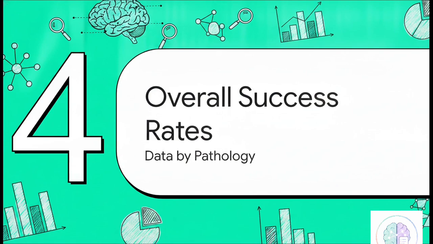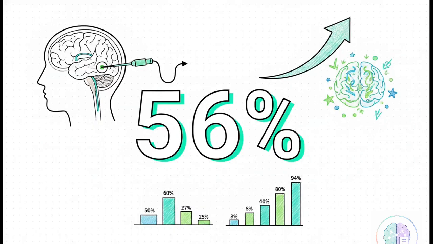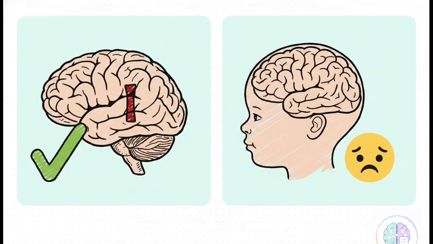Let's move to Section 4, Overall Success Rates. It's time to look at the actual data by pathology. So across the board, if you just group all ETV patients together, the baseline success rate sits at roughly a coin flip. It's about 56%. But actually, that aggregate number is pretty deceptive in day-to-day clinical practice. If we isolate the absolute ideal patient pool, specifically those with non-tumoral aqueductal stenosis, that success rate skyrockets. We're talking anywhere from 60 to an incredible 94%. That massive contrast really perfectly illustrates the extreme importance of patient selection.